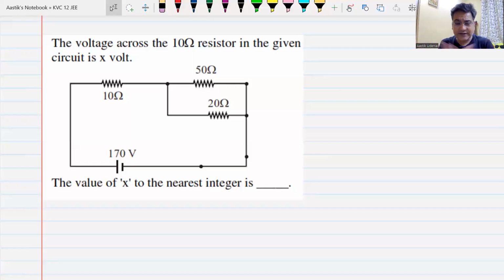So without further comments, I present to you this question. Again, this is a question from one of the last year's papers in one of the attempts, and I will not talk about the quality of the question. I hope that you give me an answer for this one. What is the voltage across the 10 ohm resistor in the figure is X? What is the value of X to the nearest possible integer?